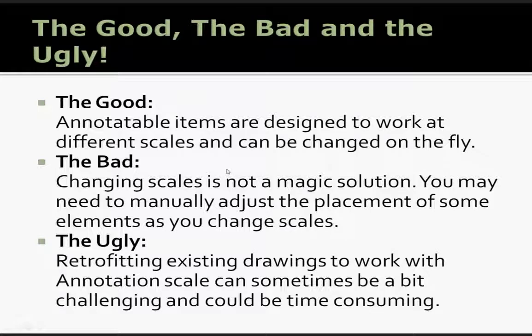The good, the bad, and the ugly. The good thing is that annotatable items are designed to work at different scales, and they can be changed immediately. They can be updated fast, and if you need to change the scale, you can do it easily instead of doing it for every sheet and every file and every piece of text. The bad is changing scales is not a magic solution. You do have to do some manual adjustment. You do have to move text around, move cells around.